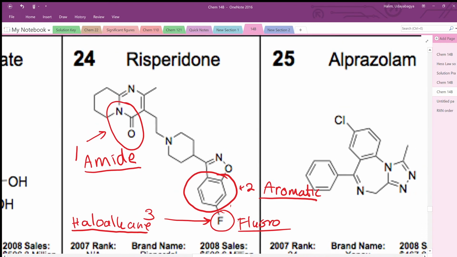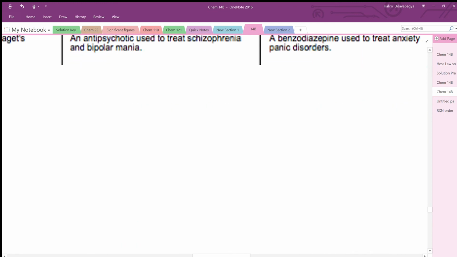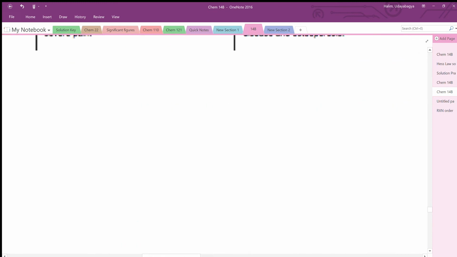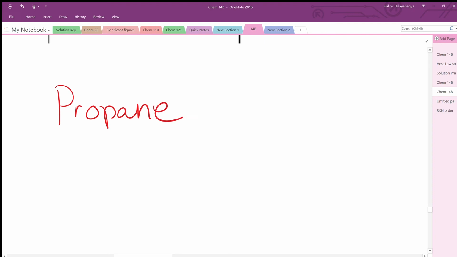Okay, we're done with some reminders on the functional groups. And I want you to draw for me the structure of propane. Propane is a thing that you put in the gas tank if you want to have a barbecue. The propane tank, thank you.